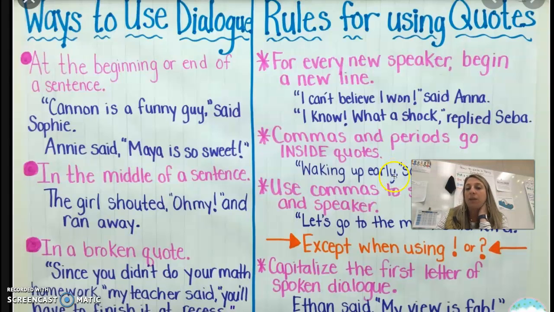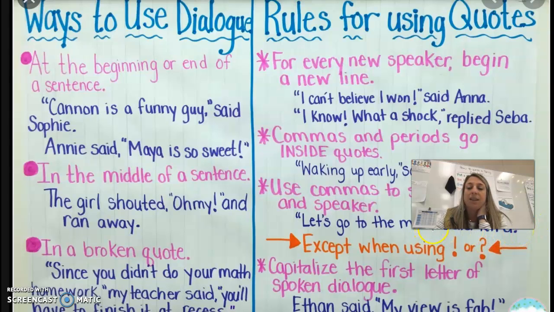And then like right here, you see this comma? It's inside the quotation mark. Okay, inside what is being said. Said Evan. Said Evan is what we call the tag. The tag is we attach it to the quotation so we know who is saying it. It says use commas to separate dialogue and a speaker. Let's go to the mall, comma, said Kara, and then the period goes at the end.